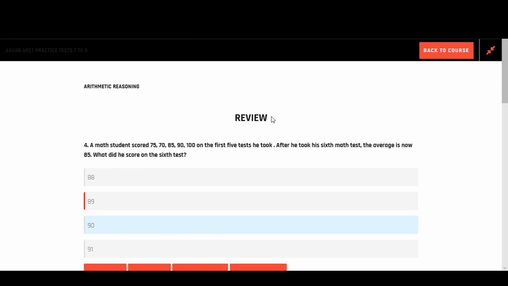This is a fairly common question type that you'll see on the ASVAB. Number 4 says a math student scored 75, 70, 85, 90, 100 on the first 5 tests he took. After he took his 6th math test, the average is now 85. What did he score on the 6th test? So again, average equals the sum of the observations over how many observations there are.